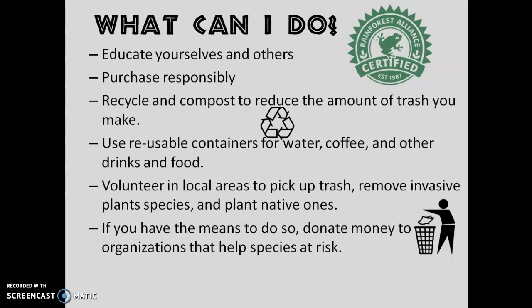And if you or your family do have the means to do so, there are plenty of organizations out there. There's several organizations through zoos, there's the World Wildlife Fund. If you are wanting to donate money towards these organizations, and if you have the means to do so, it's a great cause. You can actually help a species at risk.